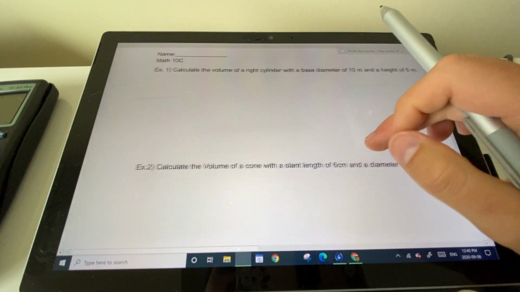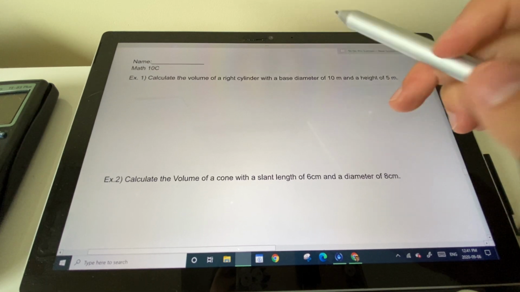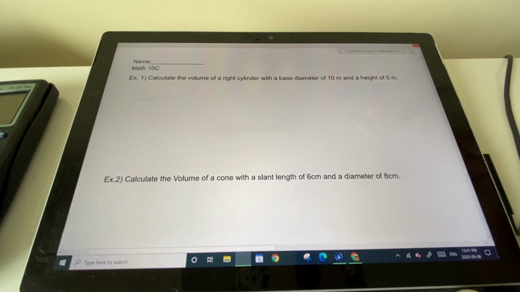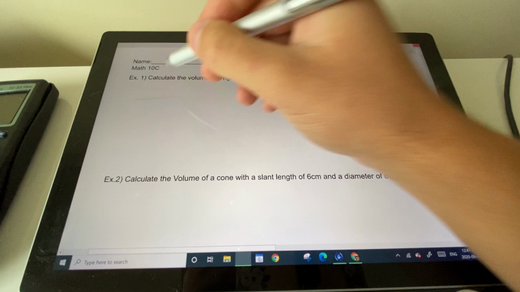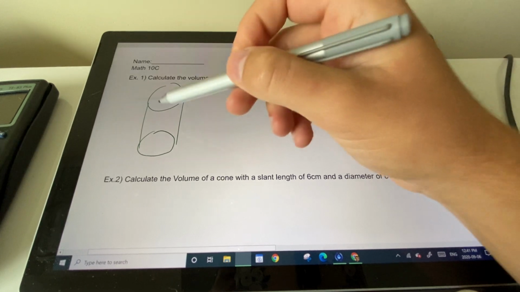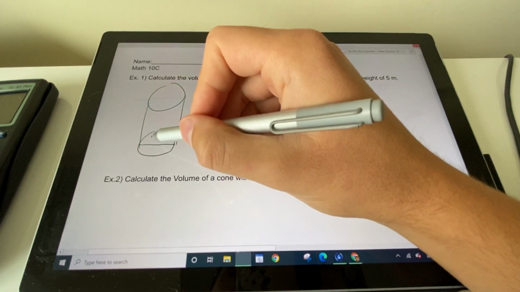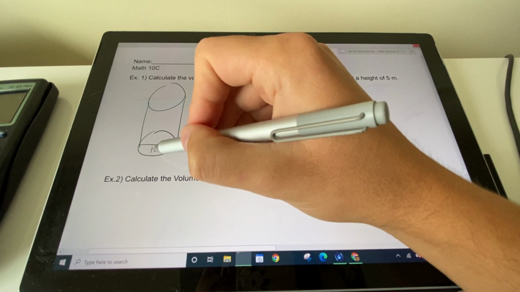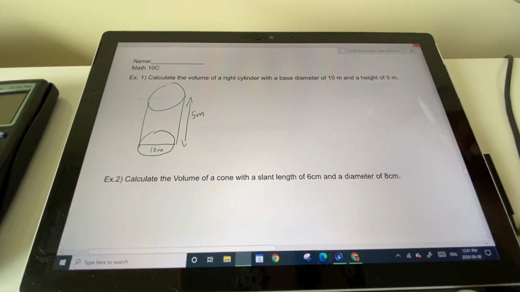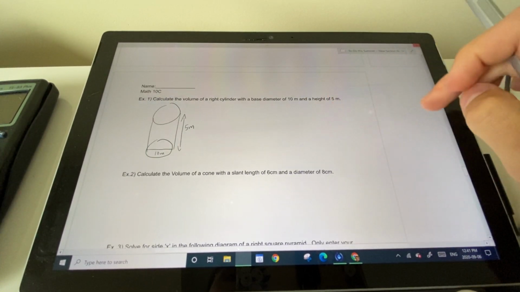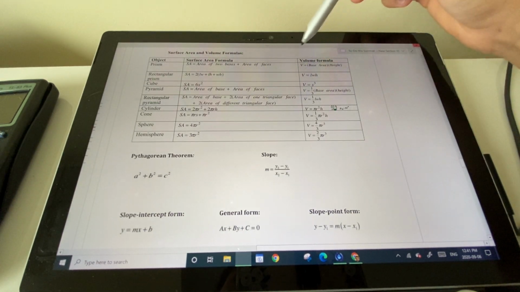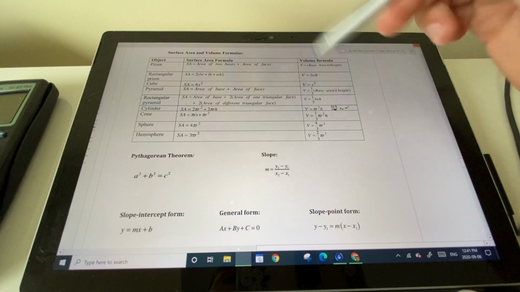So maybe let's do a quick question here. Calculate the volume of a right cylinder with a base diameter of 10 meters and a height of 5 meters. Let's draw a rough sketch of what this looks like. We have a right cylinder and a diameter, which is straight across down here, of 10 meters. And the height here is 5 meters. Notice you have this on your formula sheet, so it's kind of nice. The cylinder volume is pi r squared h.